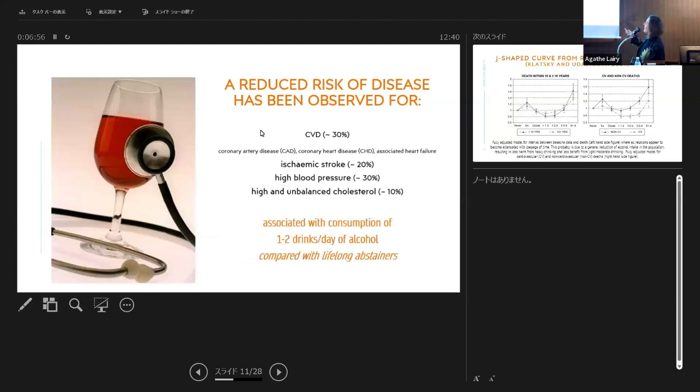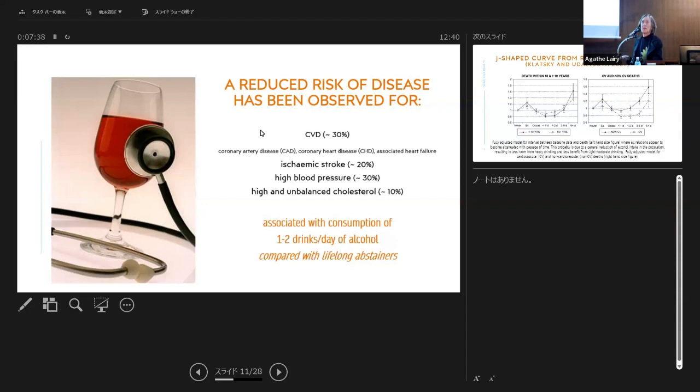But we've also seen that apart from ischemic stroke, high blood pressure, and high cholesterol associated with the cardiovascular disease, there's a 30% decrease associated with 1 to 2 drinks of alcohol per day. This is compared with lifelong abstainers. There was a very big issue in the early 2000s and mid-2000s that a lot of the J-shaped curve data was incorrect because it compared with people that had stopped drinking because of ill health related to alcohol consumption.